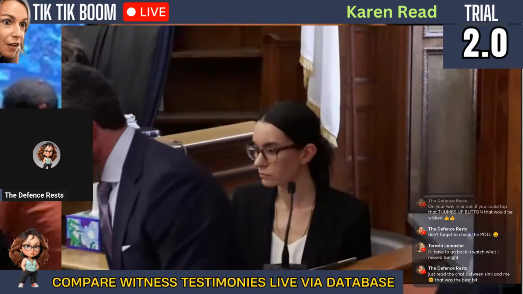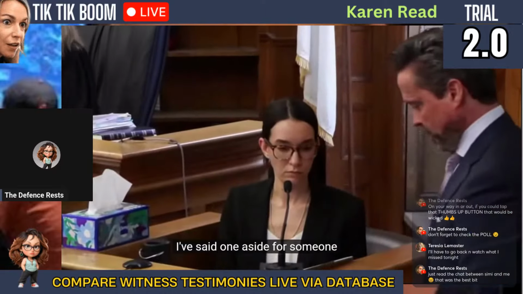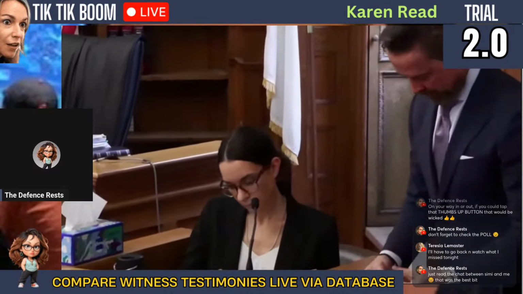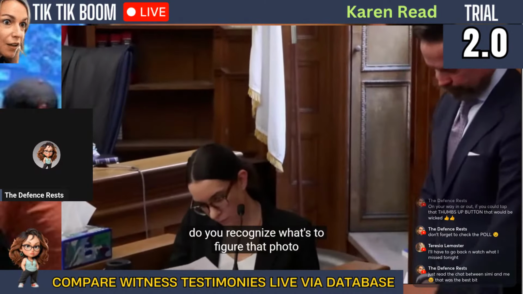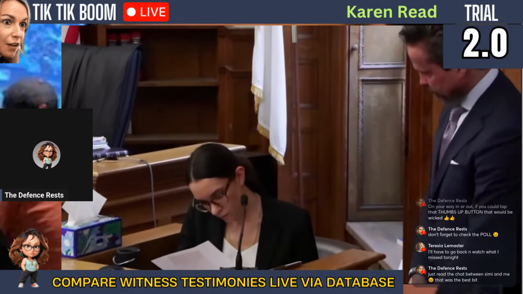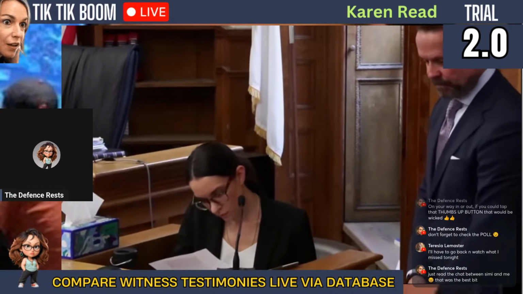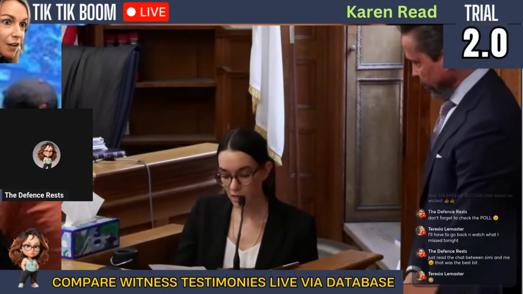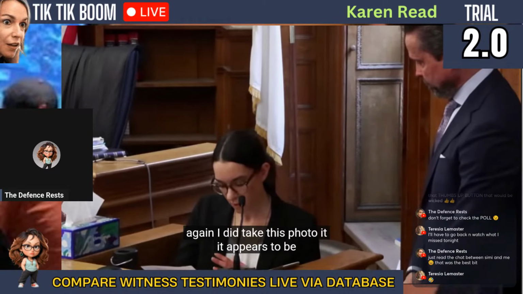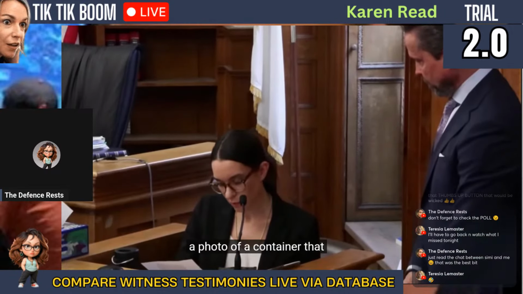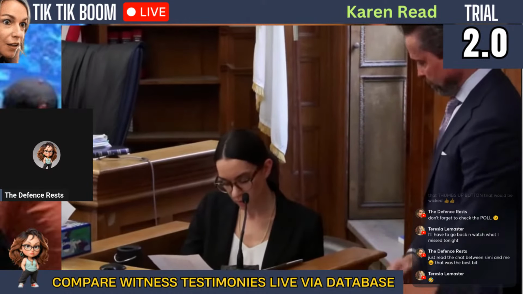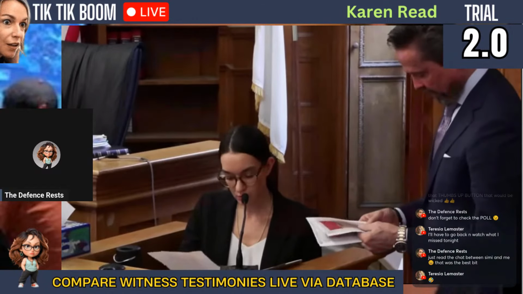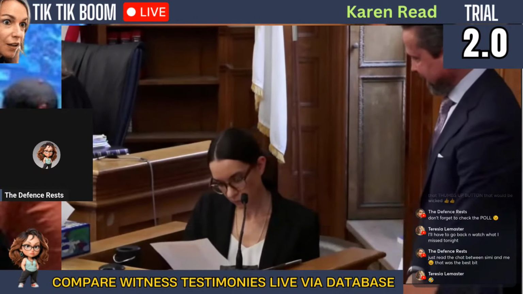Just set this aside for a second. Take a look at the second photo. Do you recognize what's depicted in that photo? I did not take this photo. It appears to be a photo of a container that another analyst took a photo of, item 7-12. And item 7-12, once again, included plastic pieces and 9 glass pieces, correct?